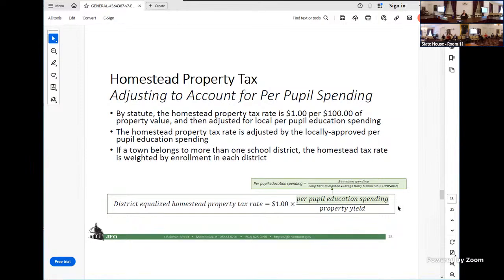So for every district, we're calculating their per pupil education spending. And then the district's tax rate is calculated by dividing that per pupil spending by the statewide property yield. And this statewide property yield is a number that's also set in the yield bill. And this is why it's a really important number, because it's impacting every school district's homestead property tax rate, right? The higher the property yield, the higher the per pupil ed spending can be for a lower tax rate.